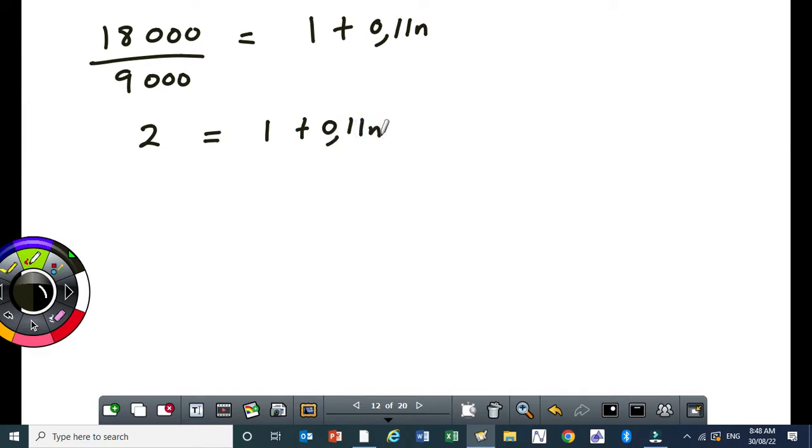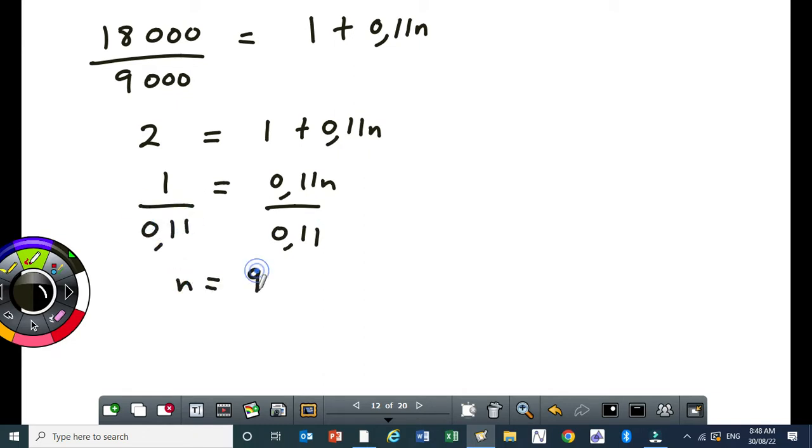Okay? I'm just using the basics of equations, which you were taught last year in grade 9 and term 1 this year. Then you subtract the 1 to the left, you get 1 equal to 0.11 N. Then you divide both sides by 0.11. So this will give us N is 9,09 years.